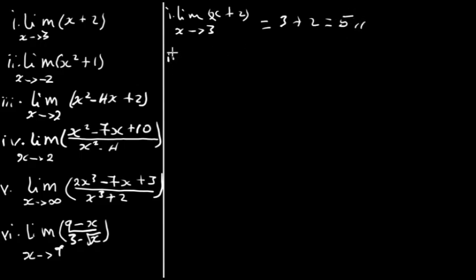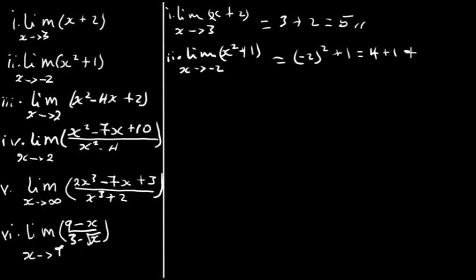Let's continue with question 2. The limit of x squared plus 1 as x approaches negative 2. Here, just like we solved the first one, we are going to plug the negative 2 into the function. So it's going to be (negative 2) squared plus 1. Negative 2 squared is 4, plus 1, which is equal to 5. And that is our final answer.